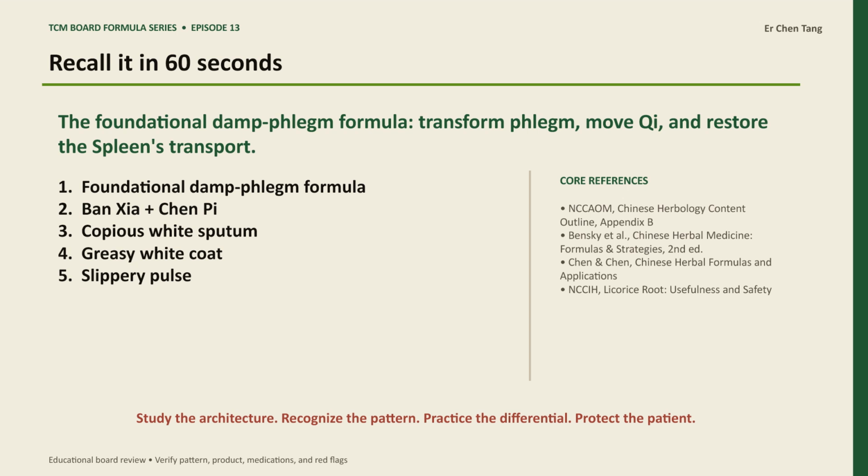The one-line recall is: the foundational Damp-Phlegm formula, transform phlegm, move qi, and restore the spleen's transport. Review the ingredient architecture, then practice distinguishing the nearest look-alike formula. This concludes our Chen Tang.